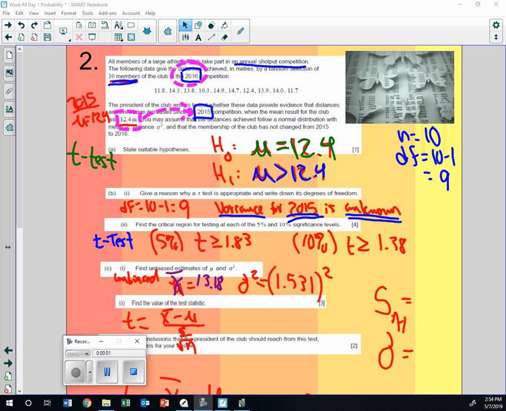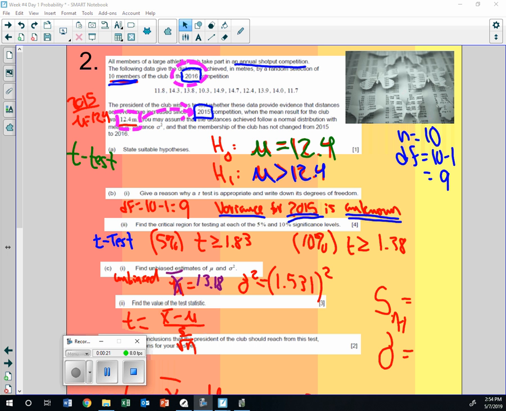Welcome to problem 2. This is on week 4 or 5, depending on when we do this. Probability stats day 1. This is problem 2, giving you a list of data.